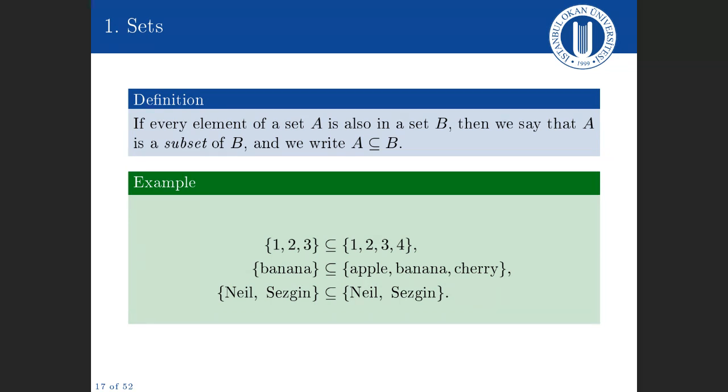If every element in a set A is also in a set B, then we can say that A is a subset of B. And we write it like this. A is a subset of B. So for example, the set containing 1, 2, 3 is a subset of the set containing 1, 2, 3, and 4. The bottom half of this symbol is an equal sign. We also allow that when we talk about subsets. The set containing Neil and Sezgin is a subset of or is equal to the set containing Neil and Sezgin.